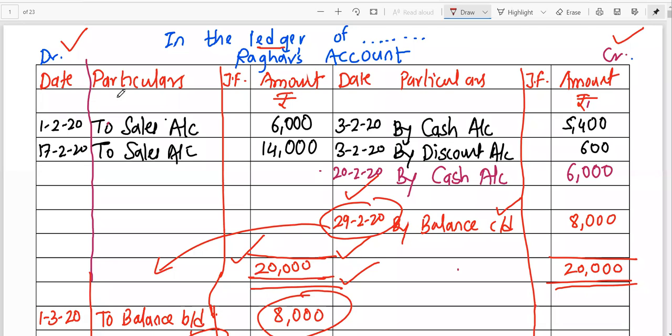Left hand side of the account is debit side, right hand side of the account is credit side. Date, particulars, JF, rupees.